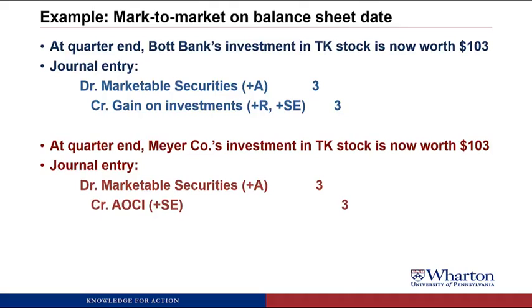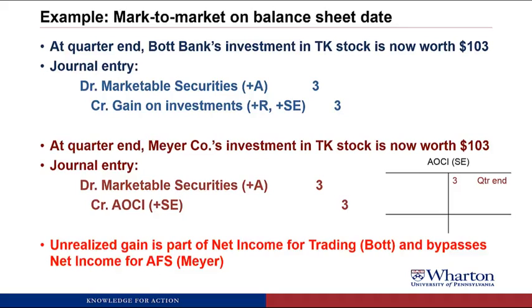But what differs is under the AFS method, we credit accumulated other comprehensive income. Notice there's no plus R here. It doesn't go on to the income statement. It goes directly into stockholders' equity. And what I'm going to do is carry around the AOCI T account so that we can see how it works through the example. So what this does is basically put an entry on the credit side of AOCI, which is going to increase stockholders' equity.